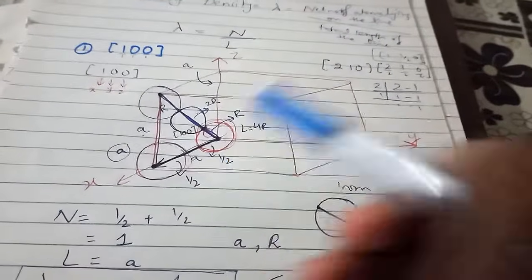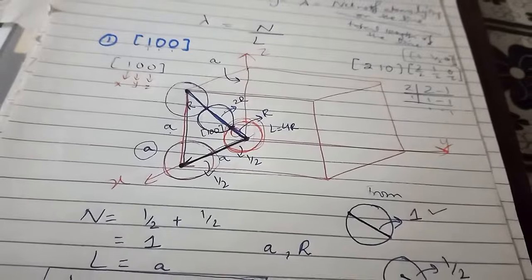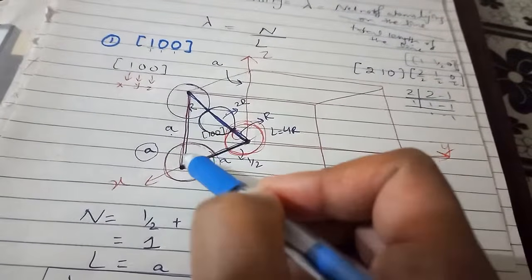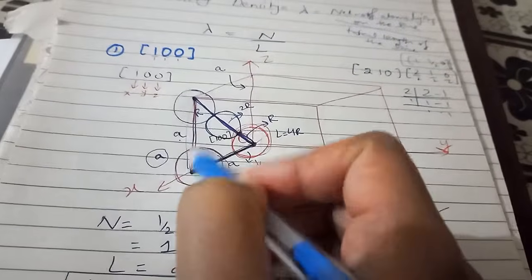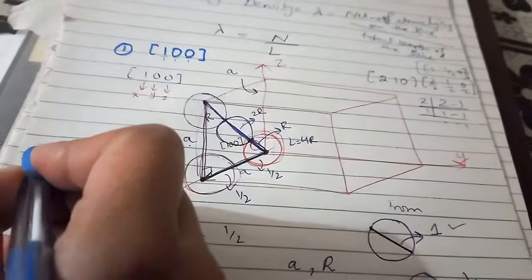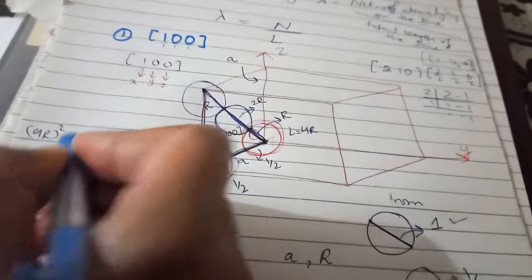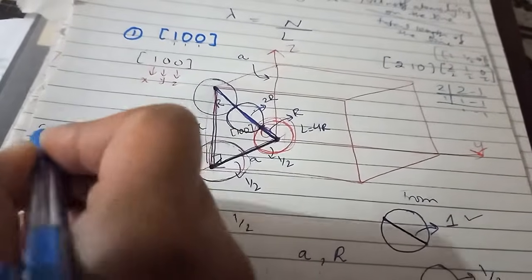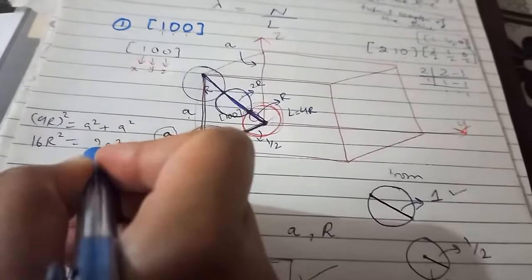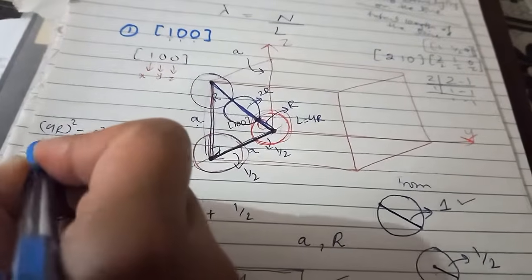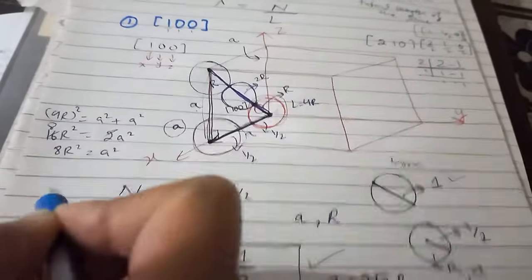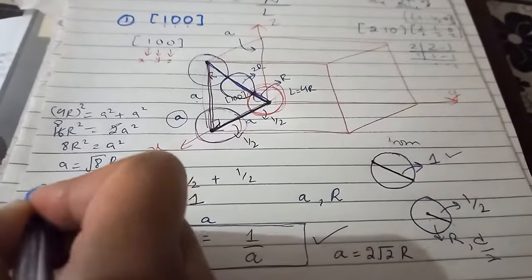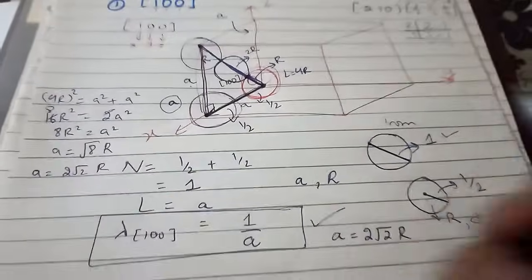This length is a and this length is a again. So we'll use the Pythagoras theorem since it is a right angle triangle, and these two lengths are perpendicular to each other. This is base, this is perpendicular, and this is hypotenuse. Hypotenuse is 4r, its square equals a square, which is perpendicular, plus a square, which is base. So 2a square equals 16 capital R square, and if you divide by 2, we get 8r square equals a square. Taking square root on both sides will give a equals square root of 8 times r. Square root of 8 is 2 square root 2, so 2√2 r.